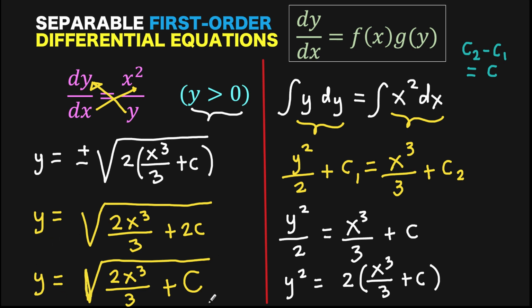This is now the general solution to this given differential equation dy over dx equals x squared over y, solved using separation of variables. We'll have more examples in our next video.